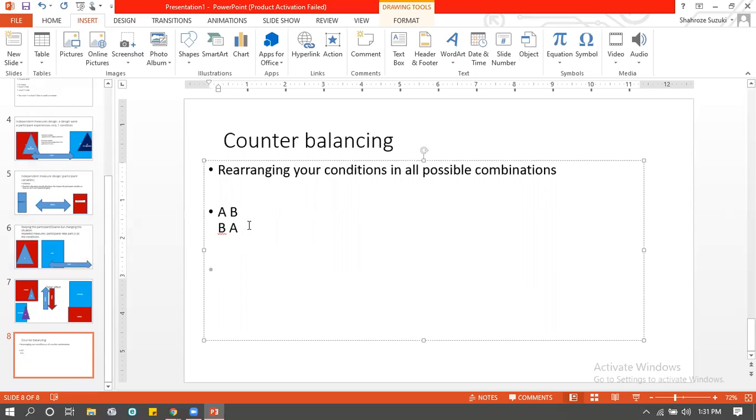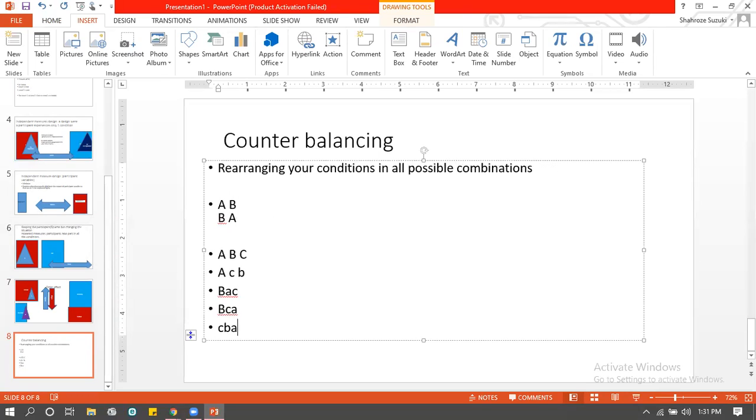All right, so let's suppose you have three conditions, A, B, and C, right? For A and B, it was very obvious that A, B and B, A are the possible combinations. What if there are three conditions? Football, baseball, and ice hockey. What would you do then? See, the combinations would be A, C, B, B, A, C, B, C, A, C, B, A.